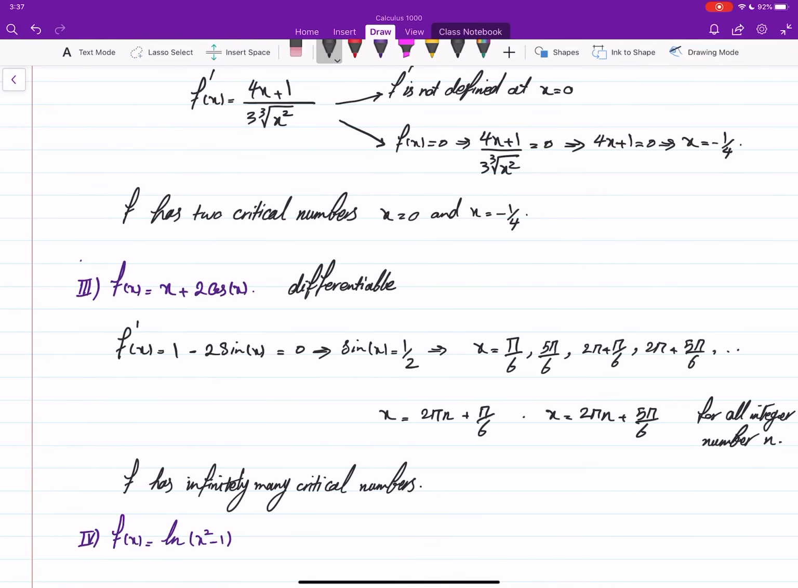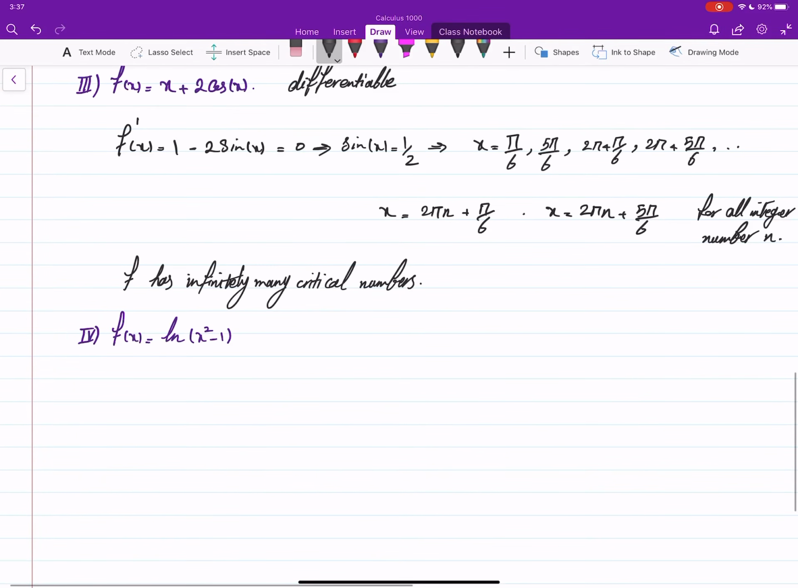The last example, f of x is this. We find f prime of x, and this will give us what? This is ln of u, so u prime over u, and this is 2x over x squared minus 1. Set it equal to 0. That means that x equals 0. So if you're in a rush, you say, okay, I found a critical number, x equal to 0. But you have to be careful.